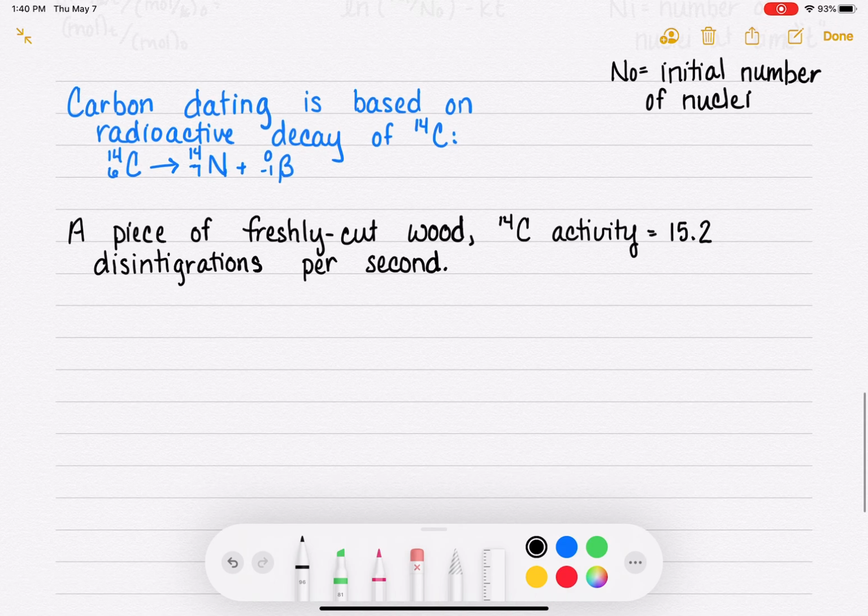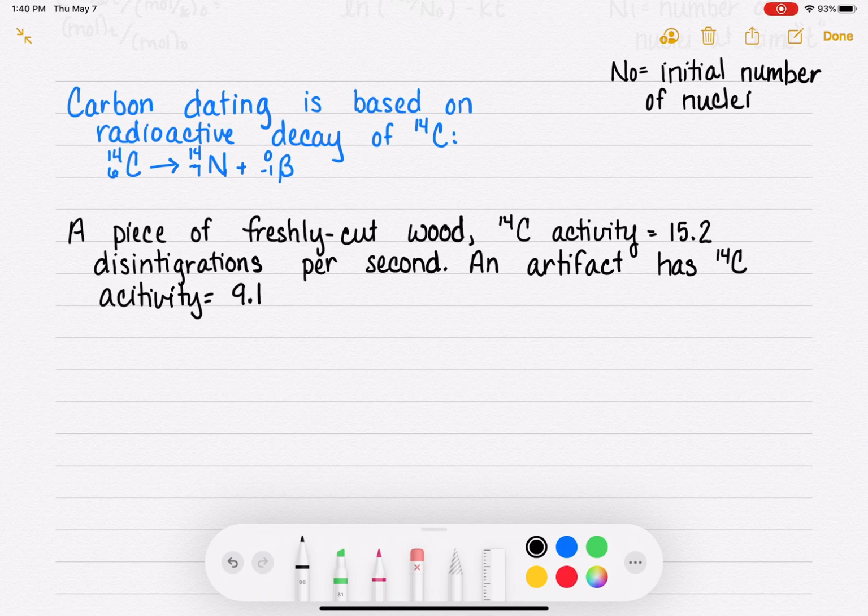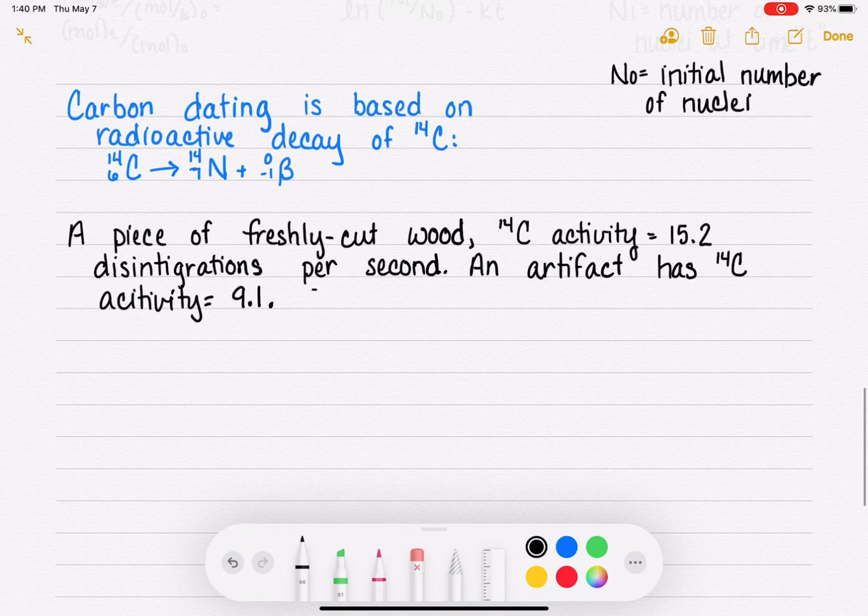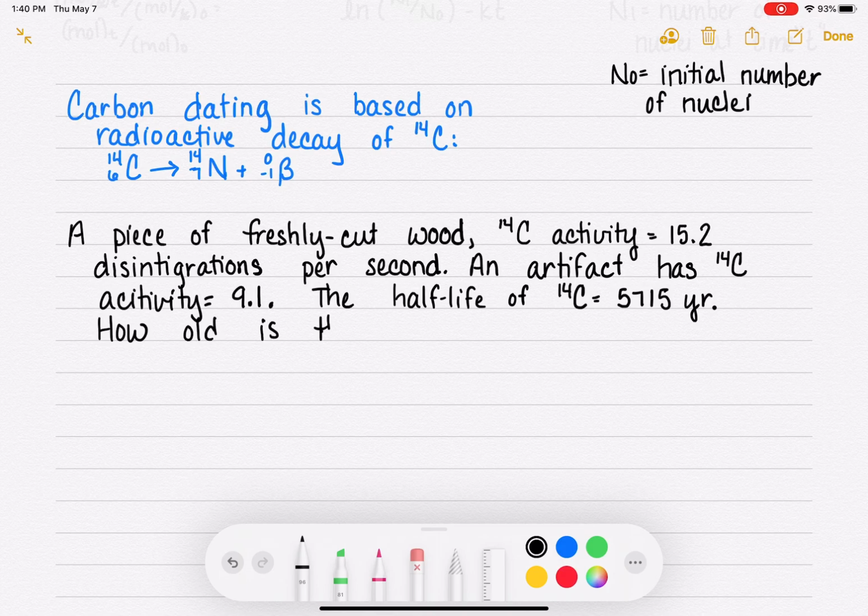So let's say that we have an artifact of the same type of wood, and we measure its carbon-14 activity. Its carbon-14 activity is 9.1 disintegrations per second. The half-life of carbon-14 is 5,715 years. Can we calculate how old this artifact is?